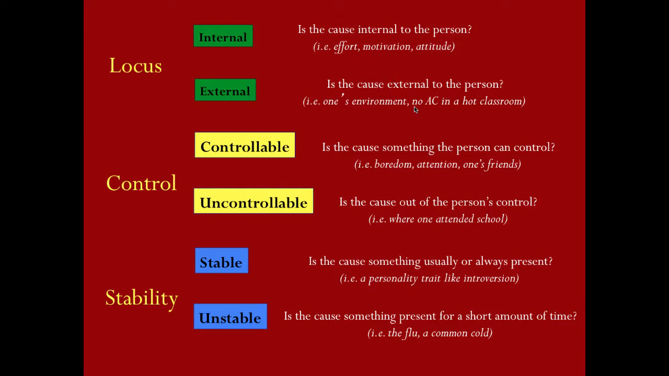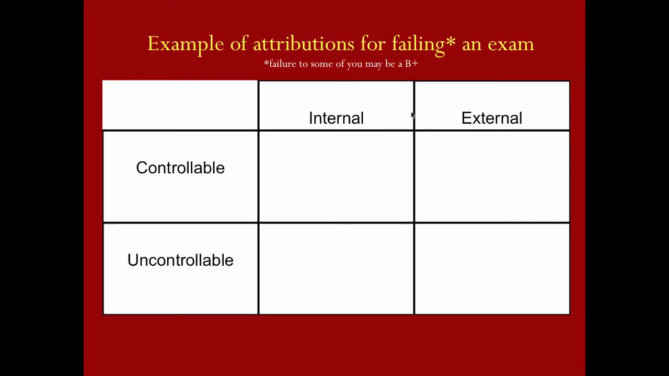When looking at these 3 dimensions, locus, control, and stability, it's important to understand that they do not occur in isolation, that these 3 dimensions interact. Next, we're going to take a closer look at 2 of these dimensions, the first 2, locus and control. In order to better understand how locus and controllability interact, let's put them into a scenario.